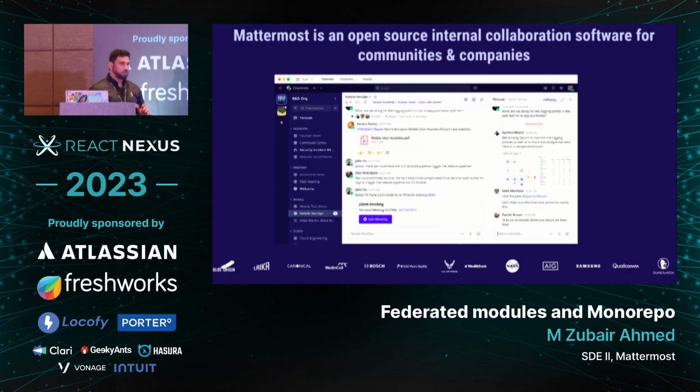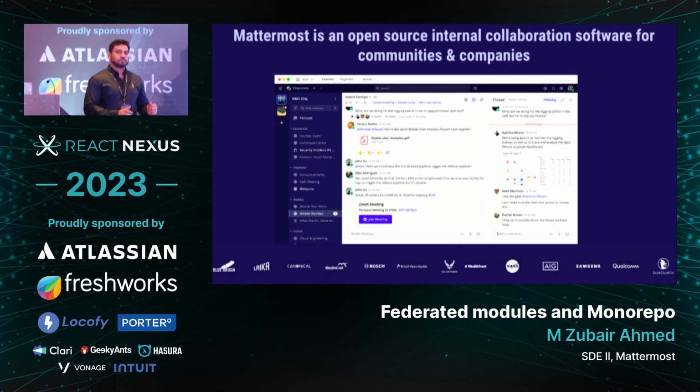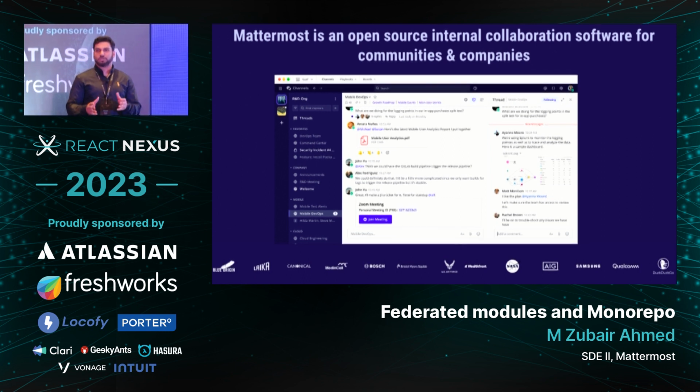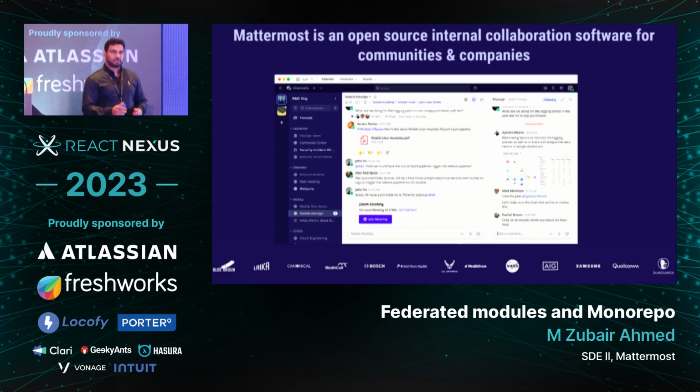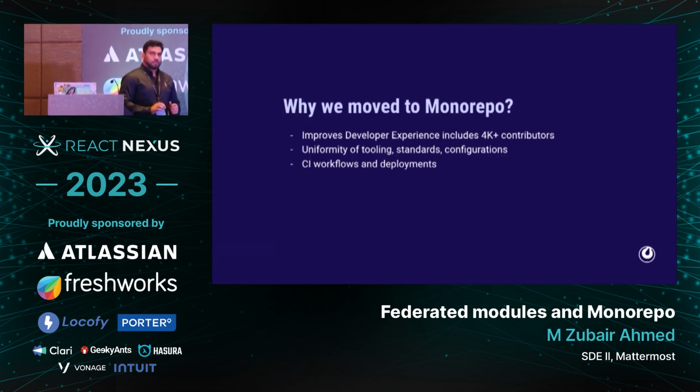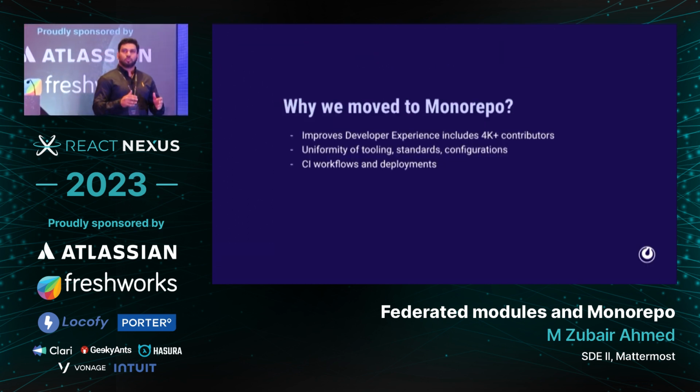So those of you who don't know what Mattermost is, it's an open source communication platform built for communities and enterprises. Open source alternative to Slack and Microsoft Teams. So the next question would be, why did we move to a monorepo?